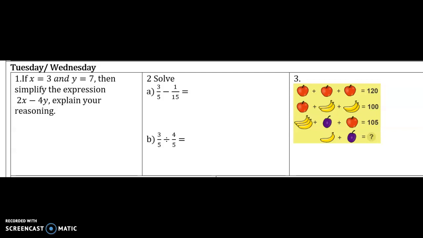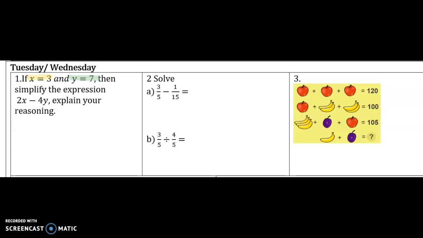So number one, if x equals 3 and y equals 7, then simplify the expression 2x minus 4y. Explain your reasoning. So we're going to highlight the important information first, so we know that x equals 3 is going to be important. So is y equals 7. Then simplify the expression. We know the expression is going to be important.